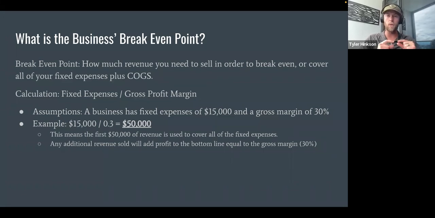But in order to know how to do these break-even equations, you need to know what the difference is between your fixed expenses and cost of goods sold.